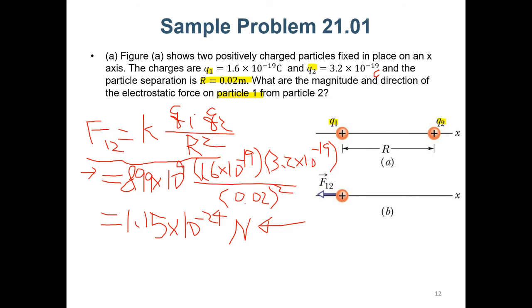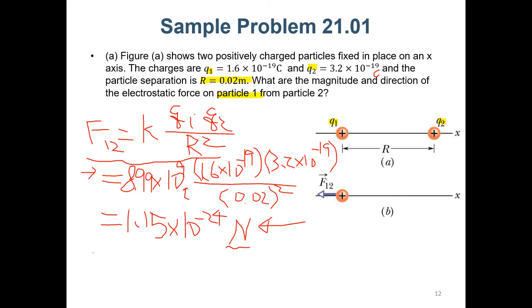And actually, you don't really need to write the SI unit for the intermediate step. If you can write the correct SI unit for the answer, I think it is already good enough.